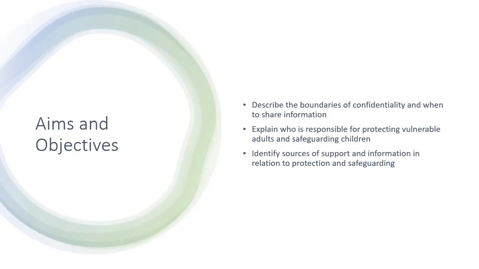And that's the end of this session. We'll just run through the aims and objectives. Now you've finished the session, you should be able to describe the boundaries of confidentiality and when to share information. You should be able to explain who is responsible for protecting vulnerable adults and safeguarding children. And you should be able to identify sources of support and information in relation to protection and safeguarding.